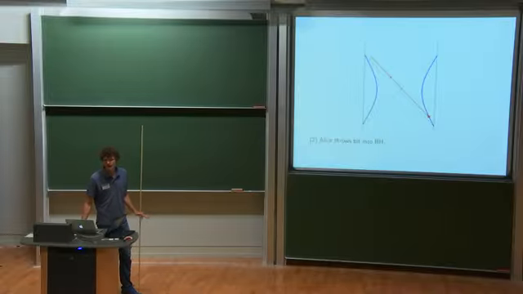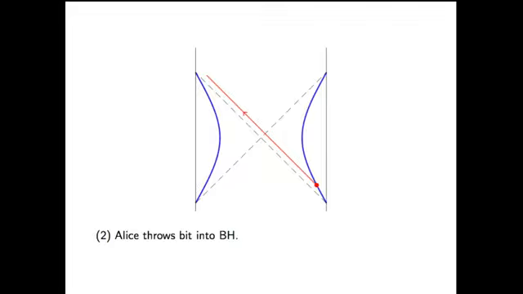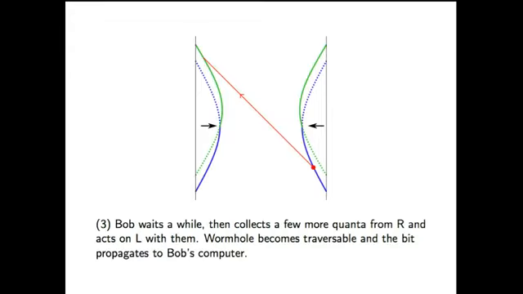We imagine that Alice throws her diary into the black hole. That's the red trajectory there. Then Bob waits a while, and what he does is he does this teleportation version where, let's say, he measures a couple of quanta from the right side. That's like gathering a couple more Hawking quanta from the evaporating black hole.